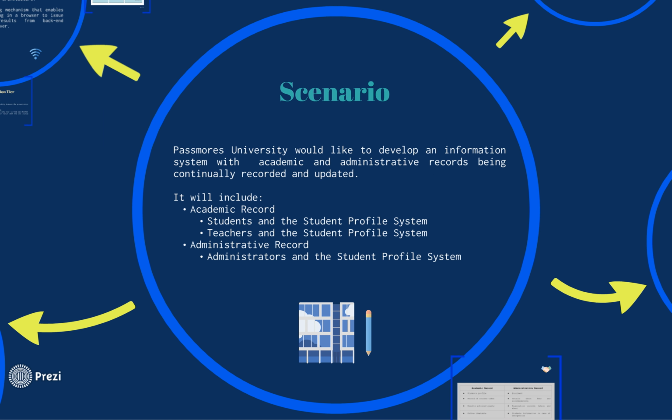Passmore's University requires a system that interfaces with students, teachers, and administrative staff. The system is required to be user-friendly and reliable since the usage of the system is frequent and simultaneous. The system should allow academic and administrative records to be continuously recorded and updated as the user base grows constantly year by year.